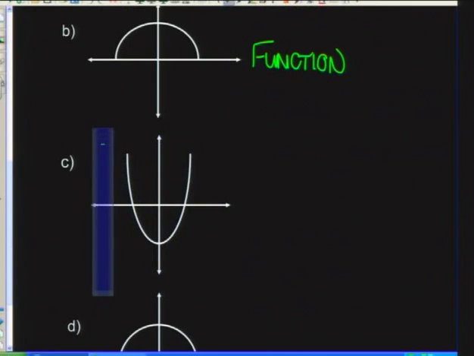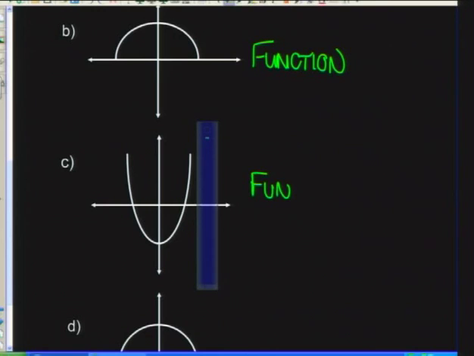Okay? Let's look at a graph like this. If I take my ruler from left to right and I run it across, let's see, does it cross the graph ever more than once? Okay, it's only crossing the graph at one point, and all the way across you can see that it's never actually crossing it more than once. So once again, this over here would represent a function.